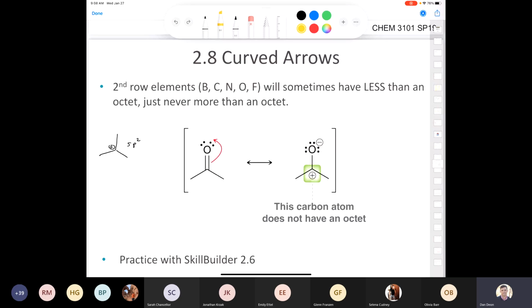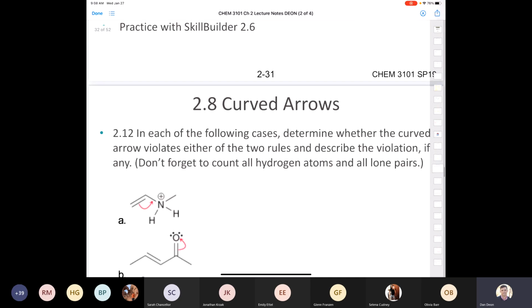Now, this is a question I noticed in my notes. A student asked me one time, hey, hold on. If the oxygen has a negative charge, isn't that a violation of the octet rule? Heck no. This oxygen is still surrounded by 1, 2, 3, 4, 5, 6, 7, 8. So even though it's got a negative charge, it's still not violating the octet rule, okay? You're not going to see that happen again in this class.